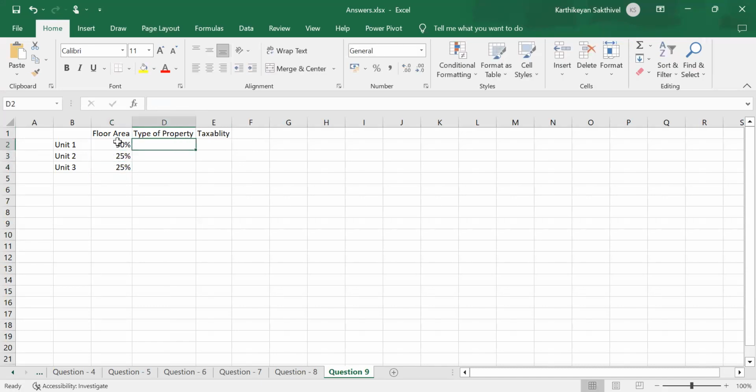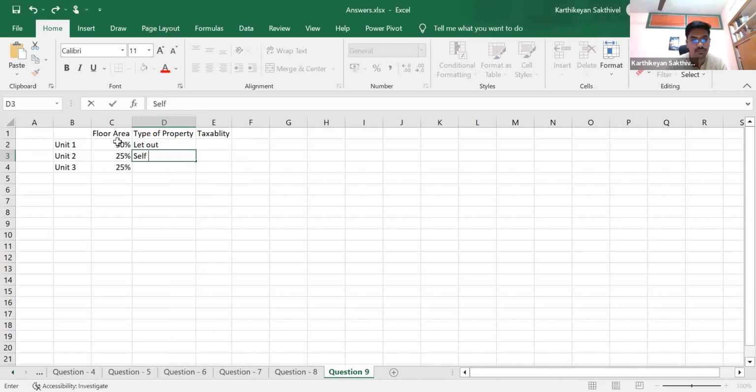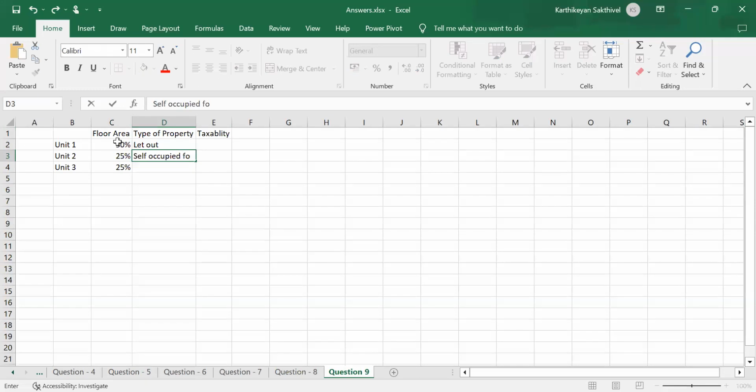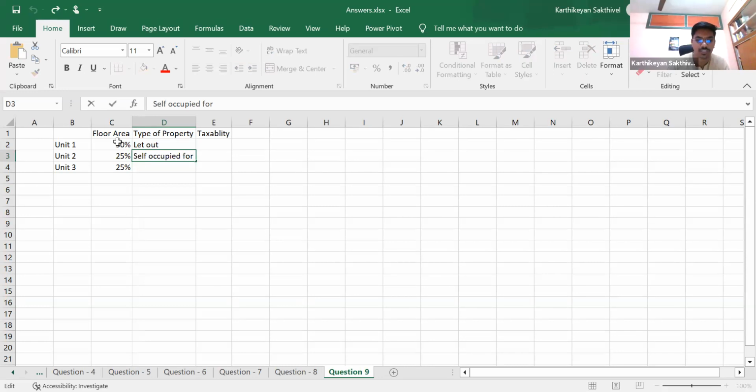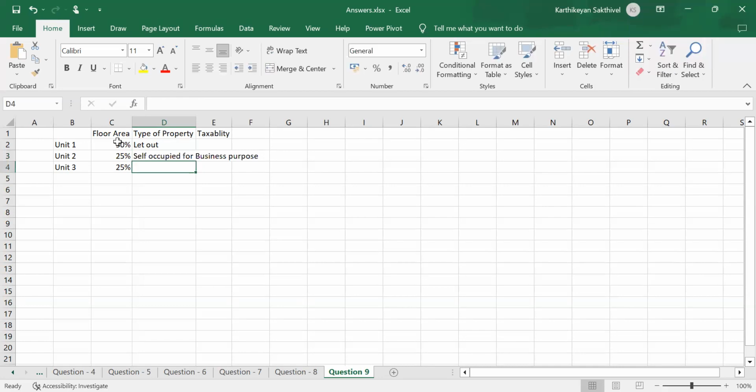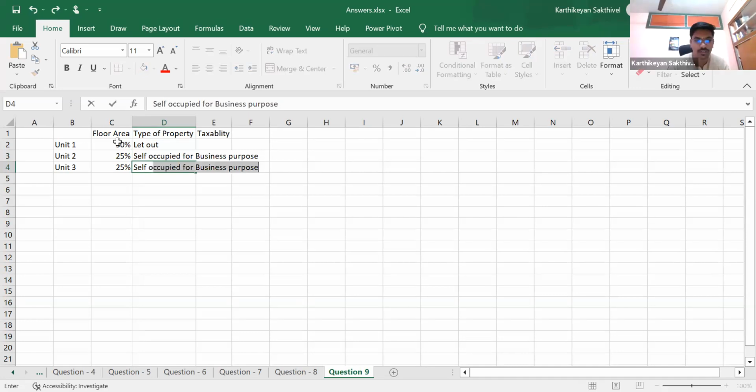What is the type of property? Unit 1? Let out. Okay. Unit 2? Self-occupied. For? Business purpose, sir. Self-occupied for business purpose. Unit 3? Residential purpose. Self-occupied for residential purpose. Okay. What is the taxability? Unit 1? In which head is it taxable?